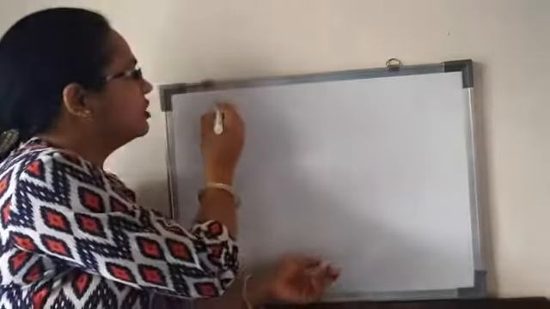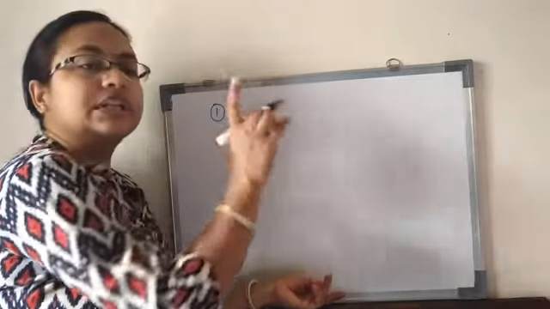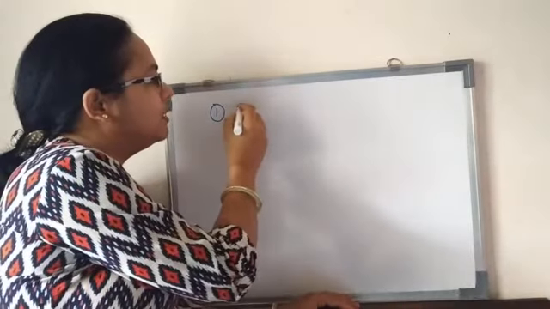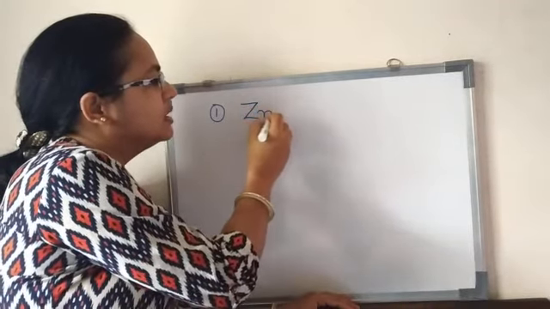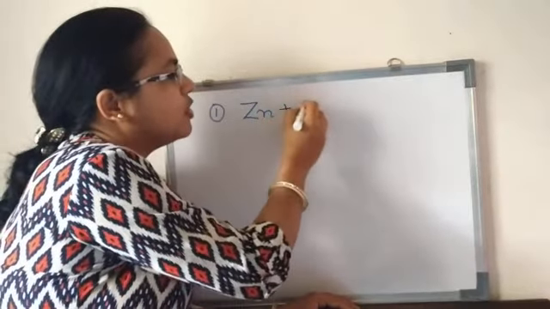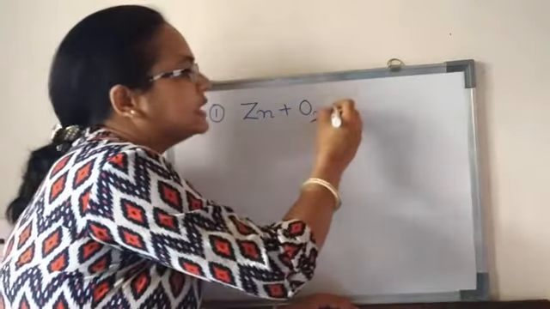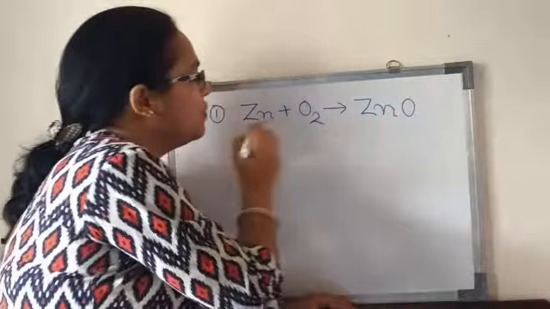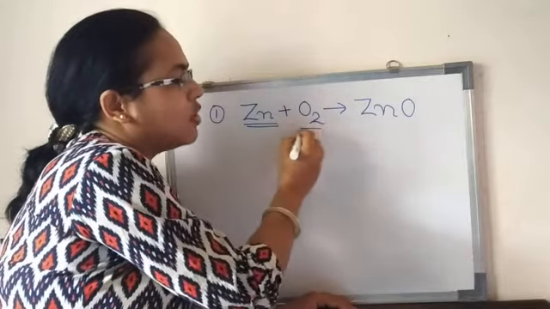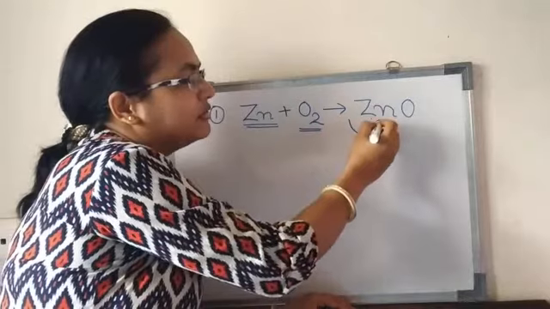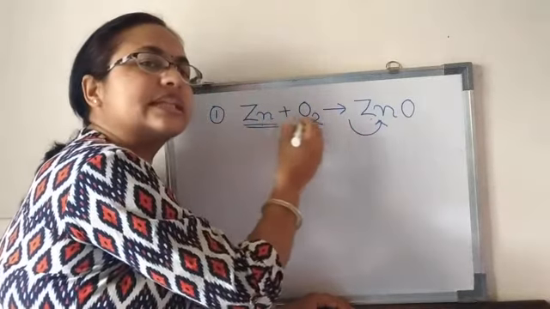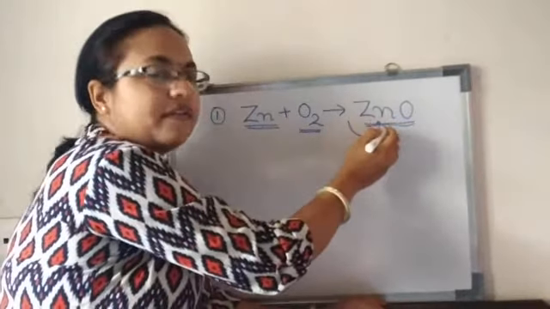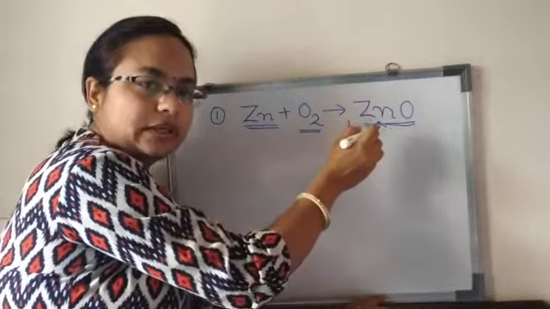First is the reaction of the metal with your oxygen. So here I would like to take the example of zinc, which is a metal. Its reaction with oxygen, as the result it forms zinc oxide. So whenever a metal reacts with oxygen, it forms oxide of that metal. Here zinc is reacting with oxygen, so the oxide which is formed here is zinc oxide, which is the oxide of that metal only.